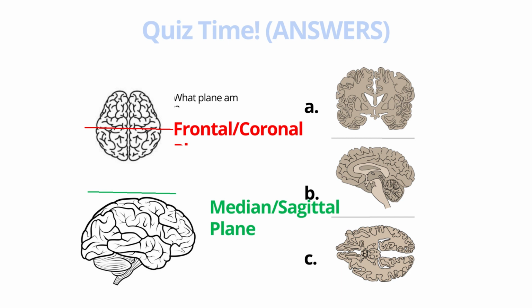Image C is a horizontal cross-section of the brain, dividing the brain into superior and inferior portions. Hence, this is a transverse plane.